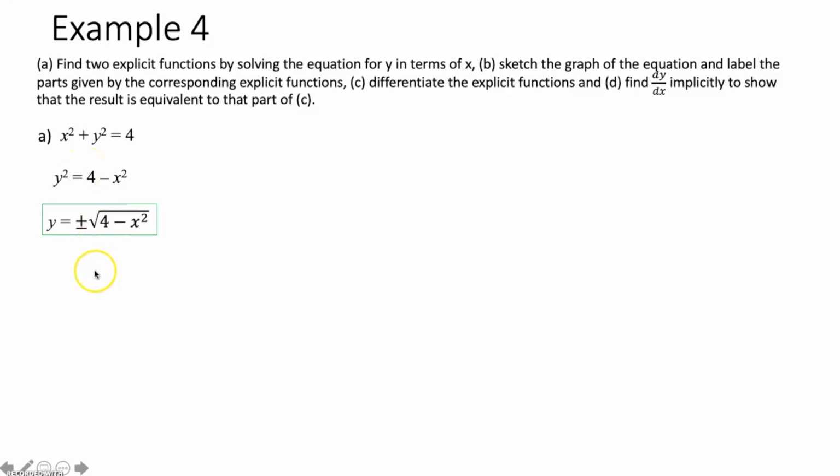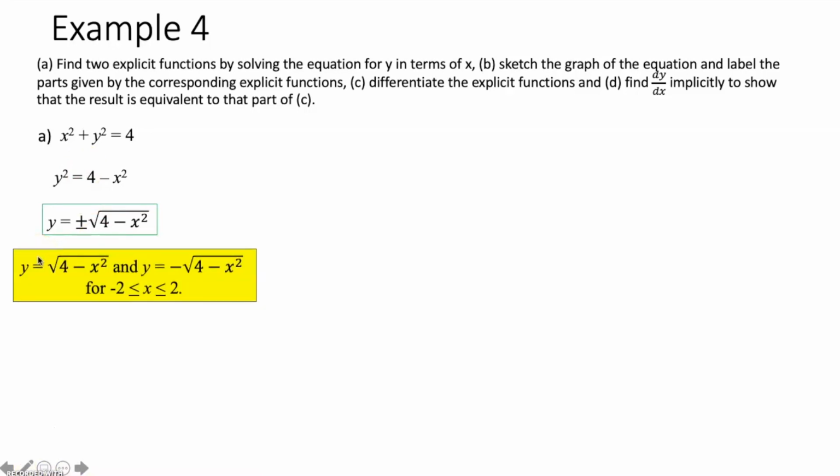So our two explicit functions are going to be y is equal to the square root of 4 minus x squared, and y equals negative square root of 4 minus x squared. And now notice that x has to be between negative 2 and 2, because if x is any bigger than 2 or less than negative 2, this becomes negative inside the radical, and we can't have that.